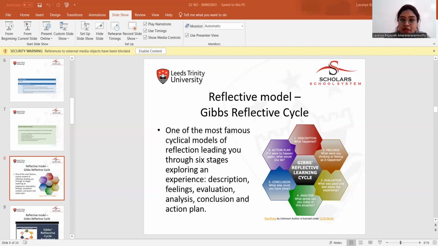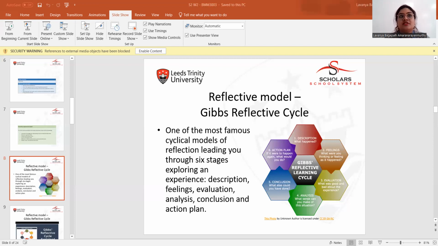The helpful questions might be: what did I learn in this entire situation, how could this have been a more positive situation for everyone involved, what skills do I need to develop to handle the same situation in the future, and what else could I have done in this particular situation. So these questions can help you to answer the conclusion part of the reflective cycle.